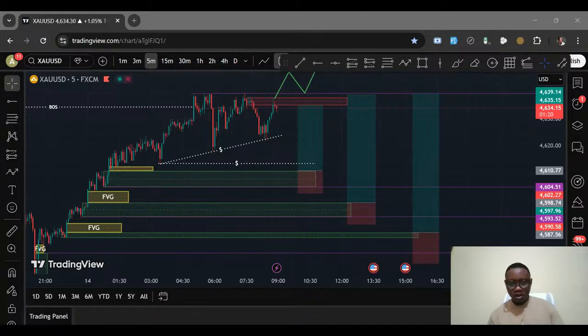All right, guys. So let's wrap it up for today. Again, the key lesson for today: structure your order block zones, then your entries.